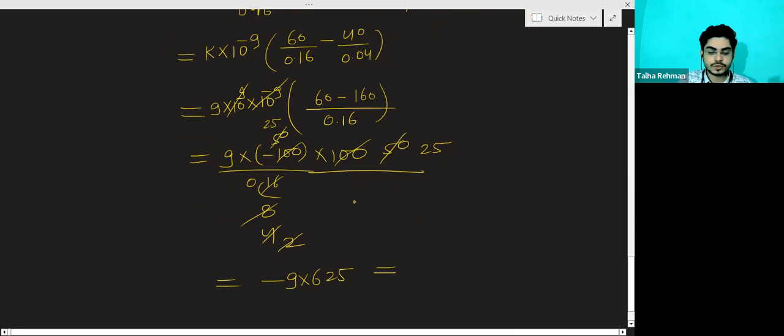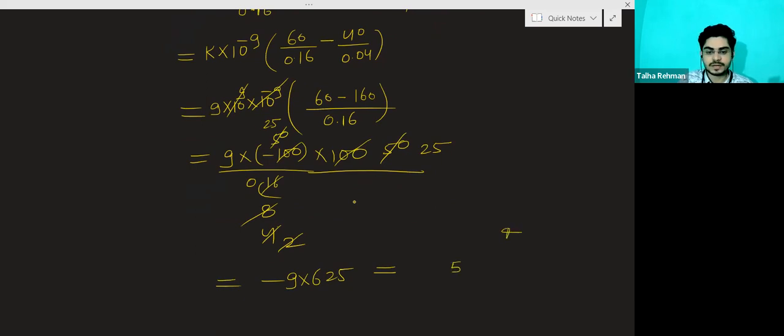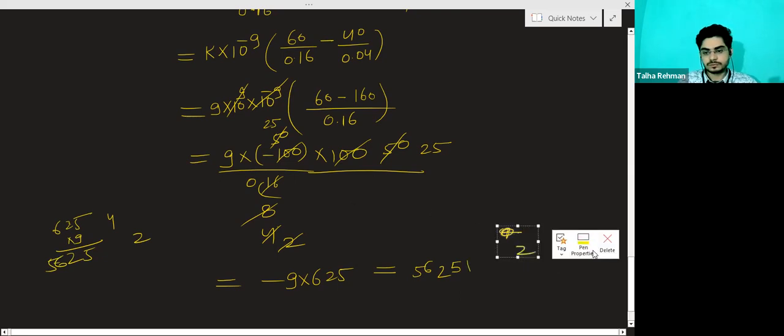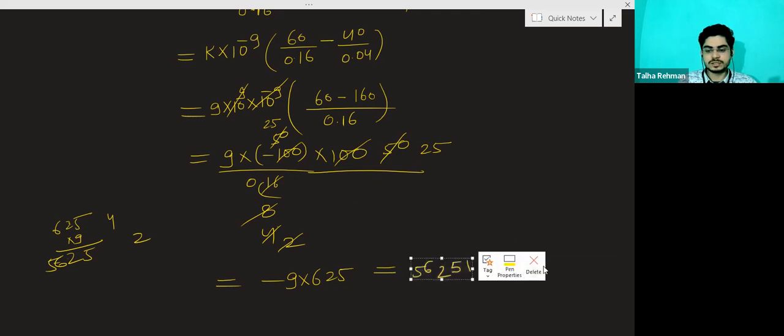Now you will multiply this. 9 5s are 45, means 5. You have carry 4. 9 2s are 18 and 4, 22, carry 2. And you will have 50, 9 6s are 54, and 54 and 55, 56. I think it just will be the answer. 5625 volts. Okay, 5625 volts answer.